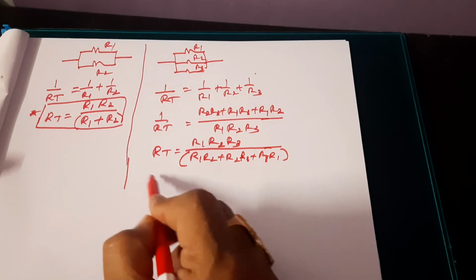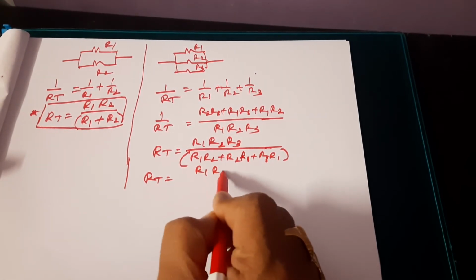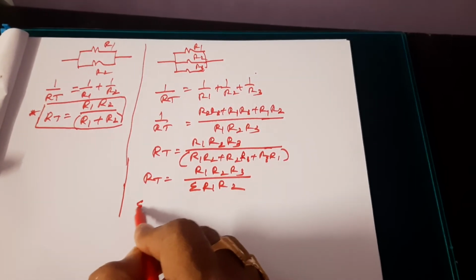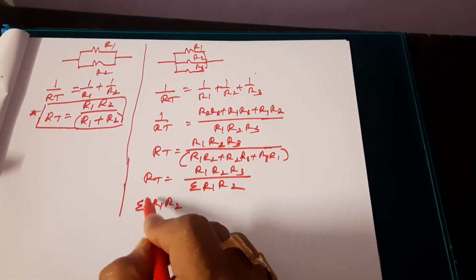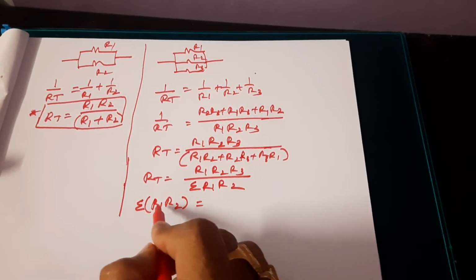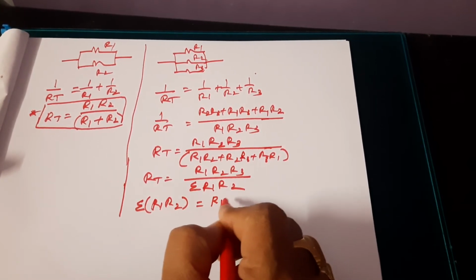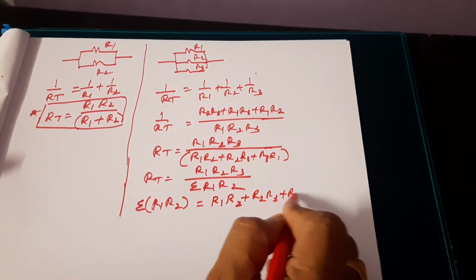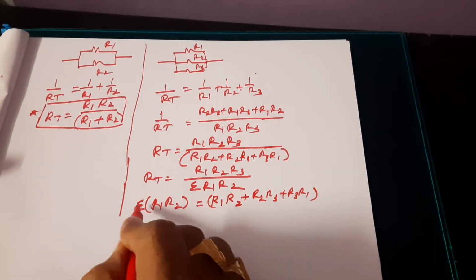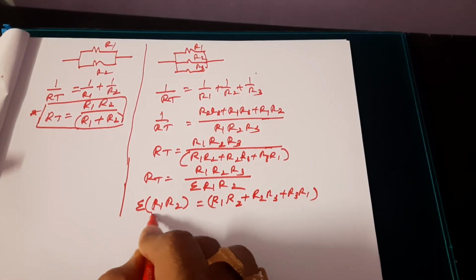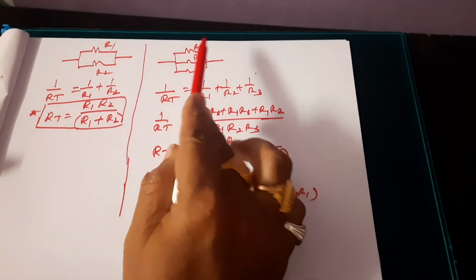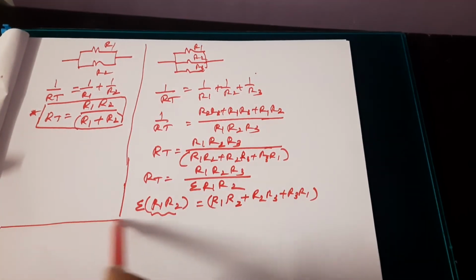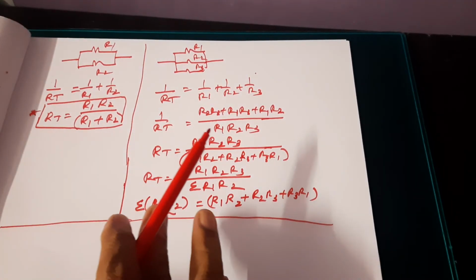In the short form, the denominator value is normally expressed with sigma R1 R2. That is, sigma means the sum of the product of two resistances taken at a time. By taking the product of R1 R2, R2 R3 and R3 R1. Sigma is always sum. Sum of what? The product of two resistances at a time. That means R1 R2 plus R2 R3 plus R3 R1. So this is the parallel circuit.